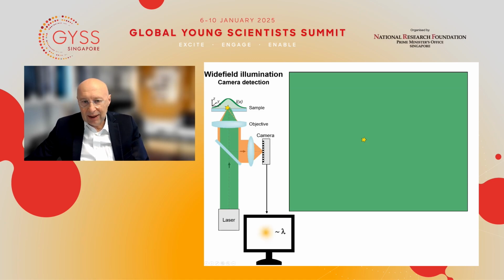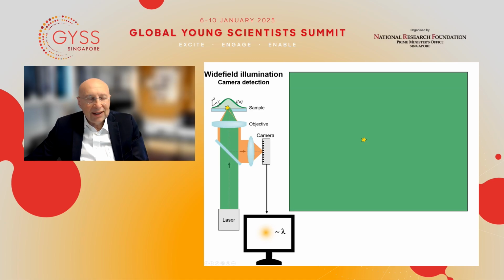But because light is diffracted, and so fluorescence light is diffracted as well, the molecule will not look like a point, like a little star, as it is shown here, but it will show up as a blob of light that has a comparatively large size. And that comparatively large size is actually directly proportional to the wavelength. So the longer the wavelength, the bigger the spot.